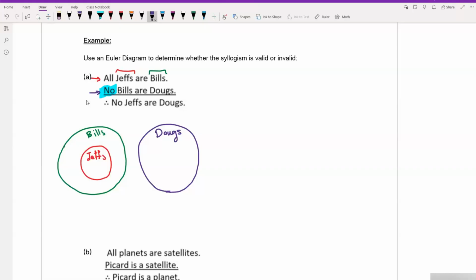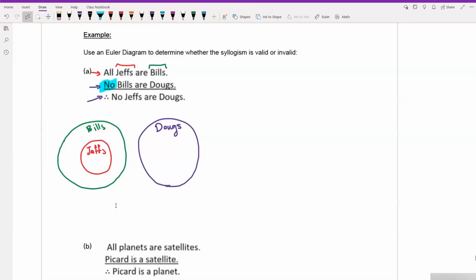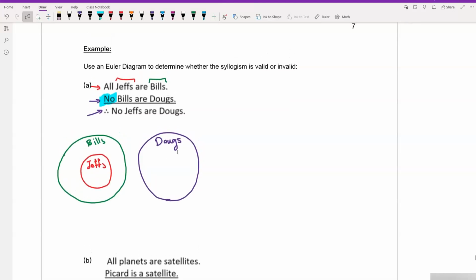Now we want to see if this conclusion is correct based on what we drew here. No Jeffs are dogs. So based on what we have here, reading our conclusion, we shouldn't have any members from Jeffs inside dogs. So I'm going to write this part. What we have to do in this case is ask, since it's asking if this is valid or invalid.